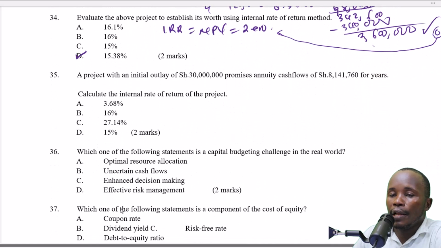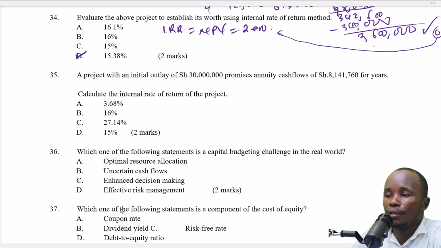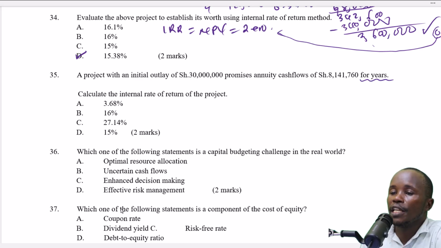Now, 35, you're told that a project with an initial outlay of 30 million promises annuity cash flows of 8,141,760 for years. Calculate the internal rate of return of the project. The key point here is the duration is not given. The duration is not given. Therefore, this is cash flows in perpetuity. This is for a long period of time, for years.